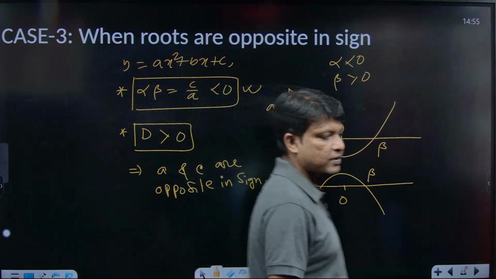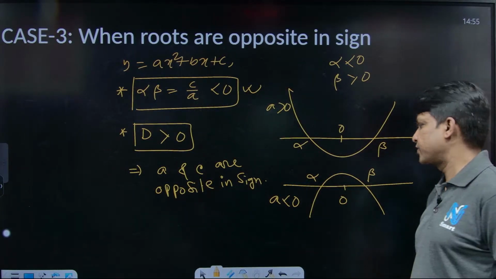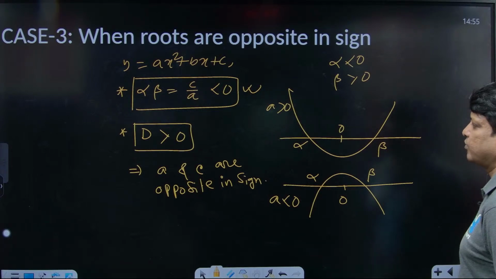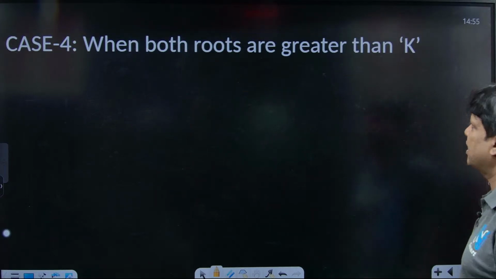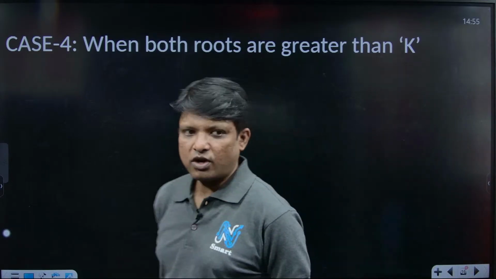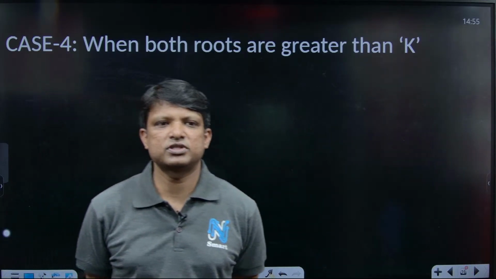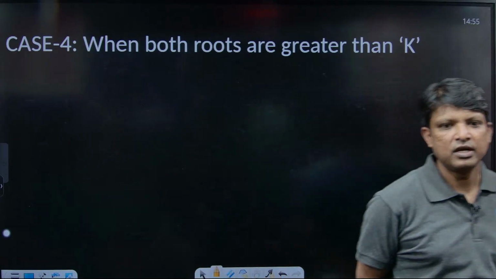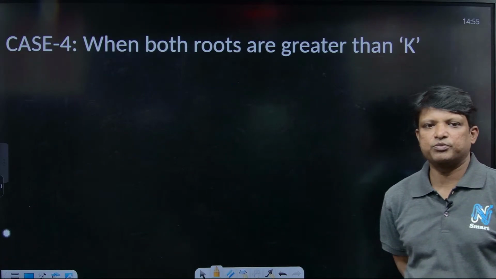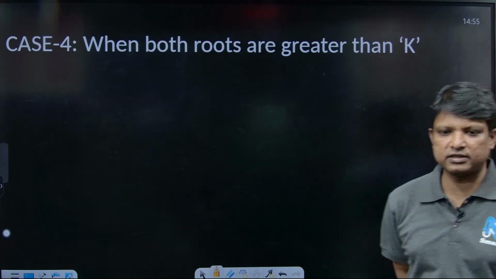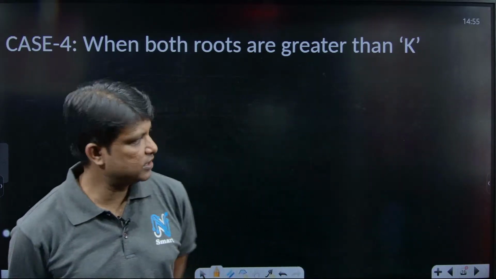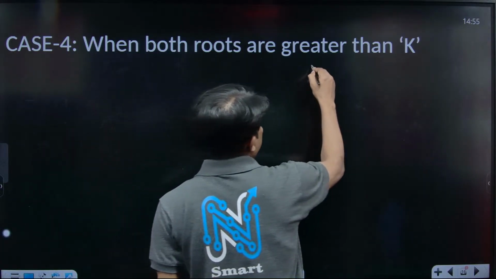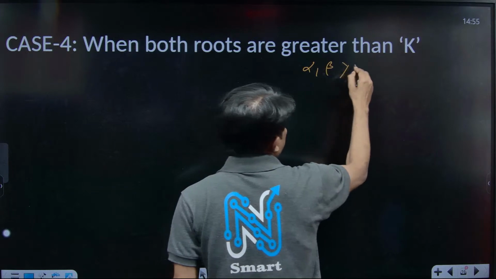Product of roots is negative. Now what is another condition? Check. When both roots are greater than a constant k. Already we discussed both roots greater than 0; that means instead of 0, if this is k, here 0, this is -2, both roots are greater than -2, both roots are greater than 3, both roots are greater than 4. So already we can discuss, the same condition: both roots alpha and beta are greater than a real number k.